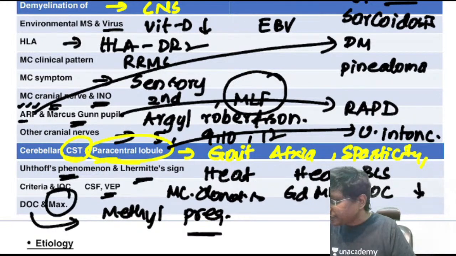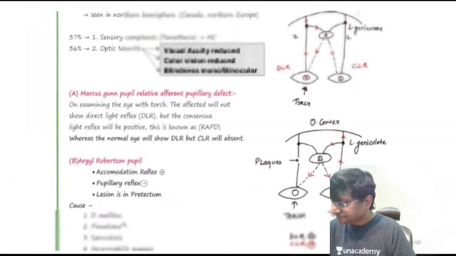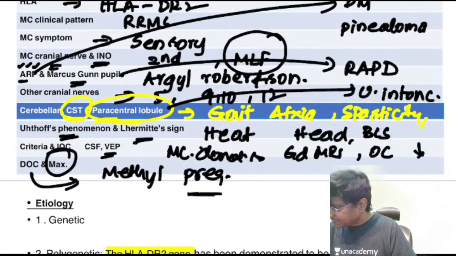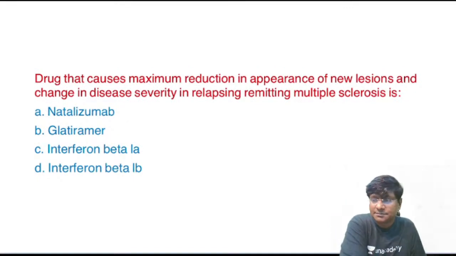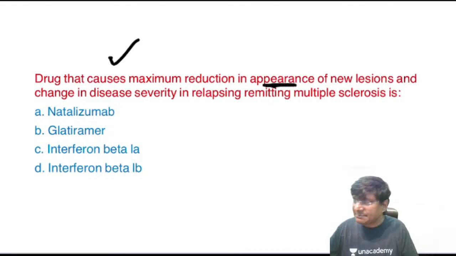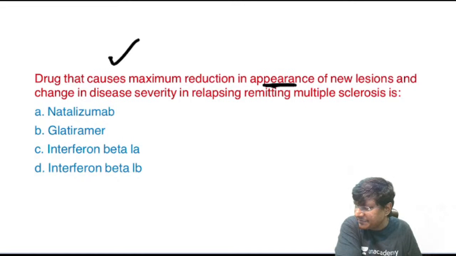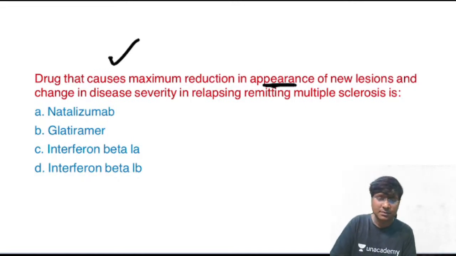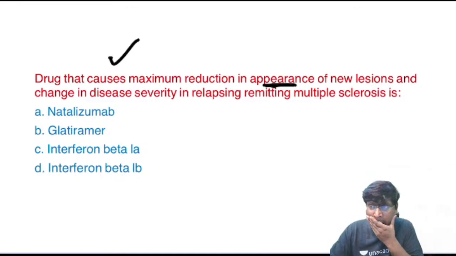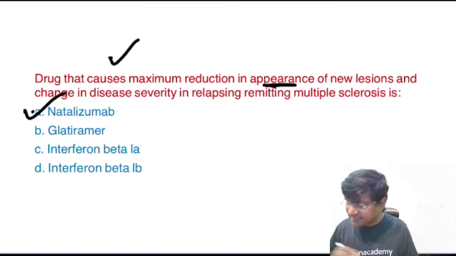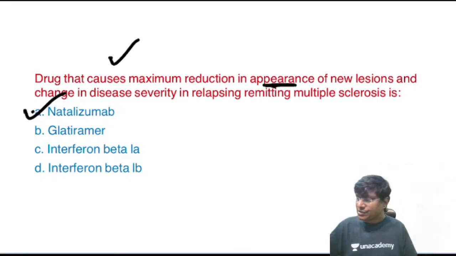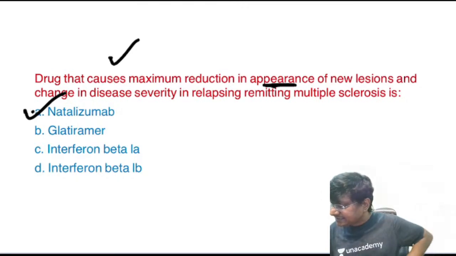Then take another important drug. What is the drug that causes maximum reduction in the appearance of new lesions and change in disease severity in relapsing remitting multiple sclerosis? Anyone? No one is answering. It is not glatiramer acetate, it is natalizumab. So that is the drug which can cause maximum reduction in the disease severity.